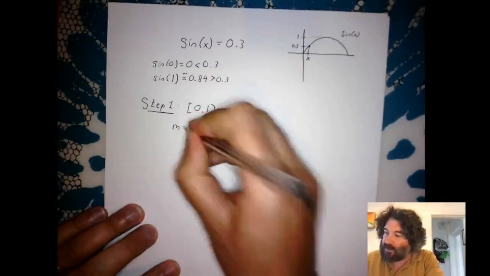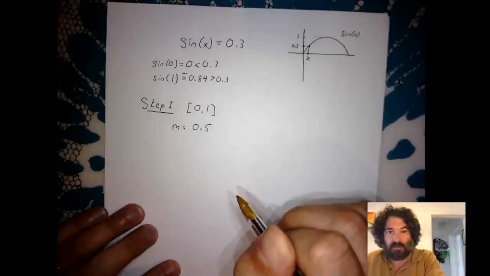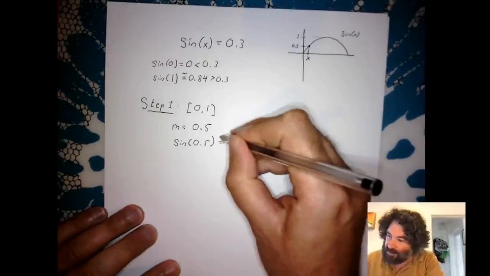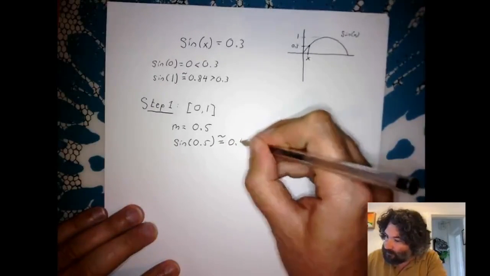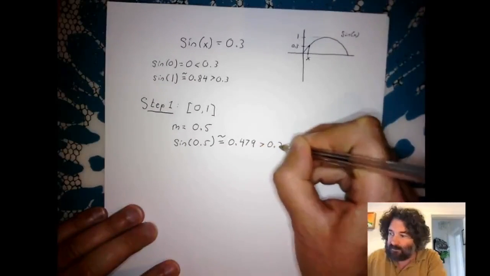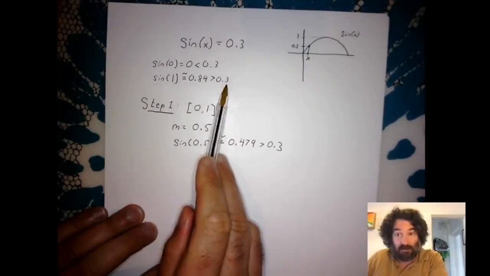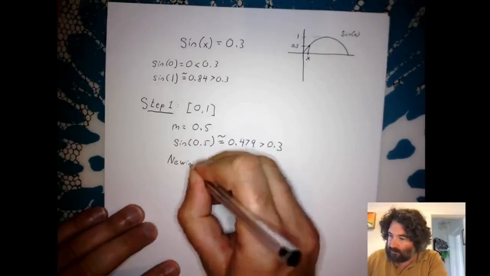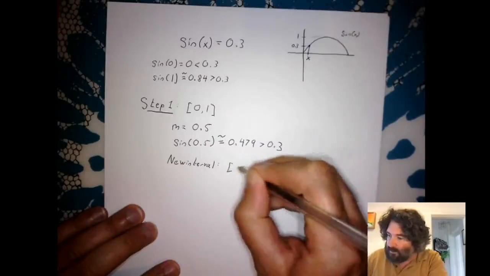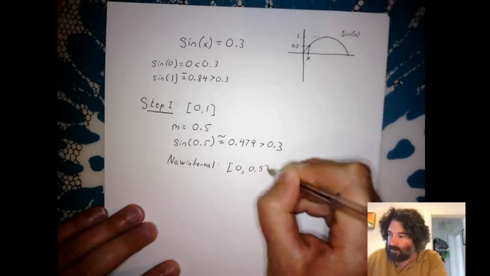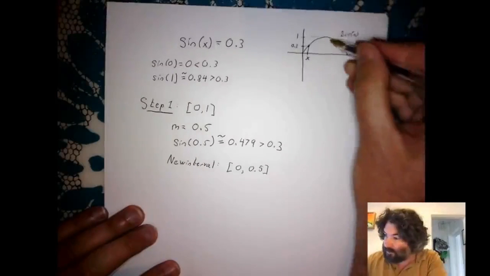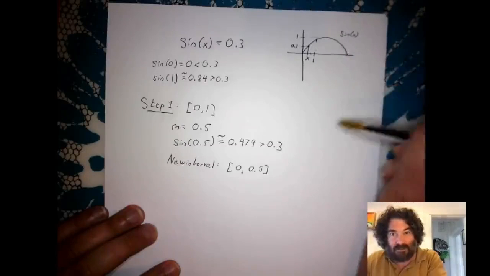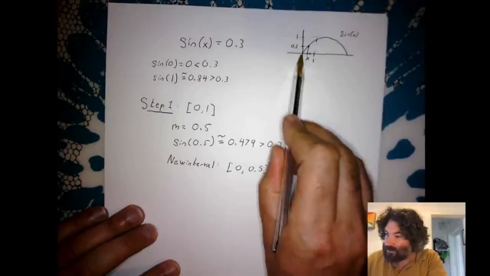So we find the midpoint. The midpoint between 0 and 1 is of course 0.5. Compute sine of 0.5, which is approximately 0.479, greater than 0.3. And so we replace 1, which was the endpoint where it was greater than 0.3, by 0.5. So the new interval is (0, 0.5). The solution of the equation has to occur somewhere between 0 and 0.5. I should have drawn this a bit bigger, but we've just split this in half. Now we know that the x is between 0 and 0.5.